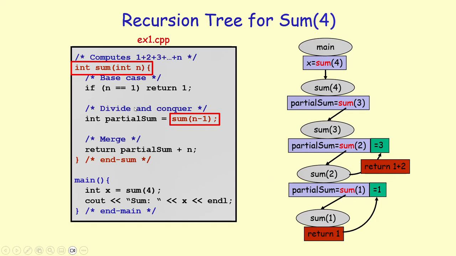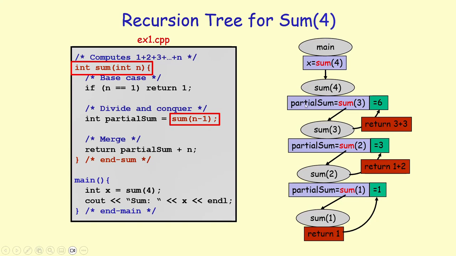And now we are back in the context of sum 3, and at this point partial sum gets the value that we are getting from the recursion, and that's 3. So the partial sum in the context of sum 3 will have a value of 3. The execution continues with the merge step, which says return partial sum plus n. Partial sum is 3, n is 3, so it is 3 plus 3, and we are returning 6. When we return from recursion, we are backtracking. We return to the context of sum 4, which made the recursive call.